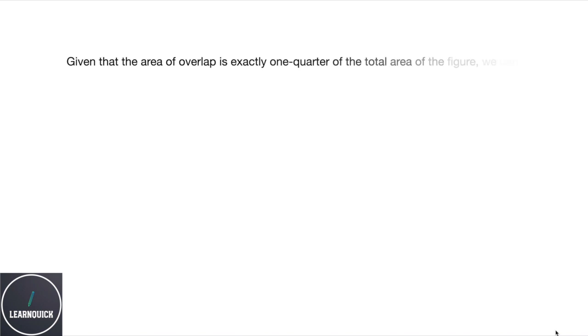Now we can equate this, knowing the fact that the area of the overlap is exactly 1/4 of the total area of the figure. So we can write this as Q squared equals (QP plus QP minus Q squared) all over 4. Multiplying by 4 on both sides gives us 4Q squared equals 2QP minus Q squared.